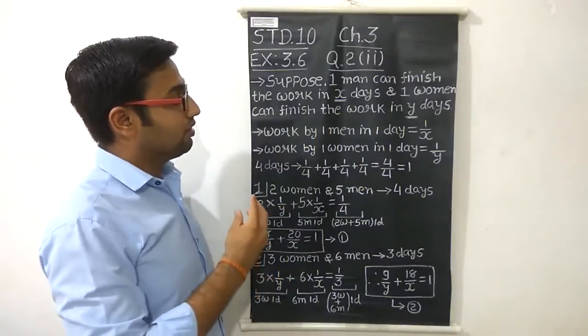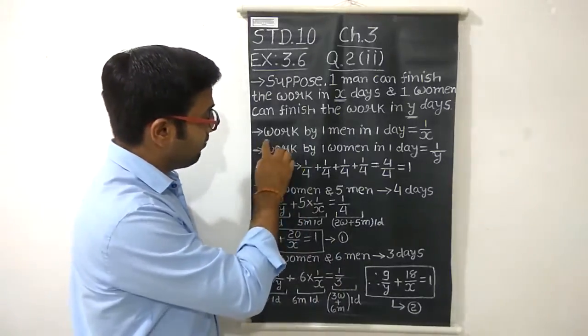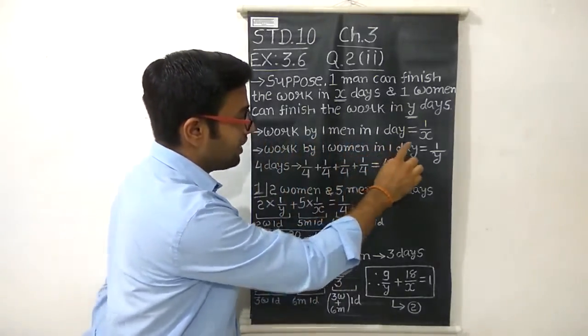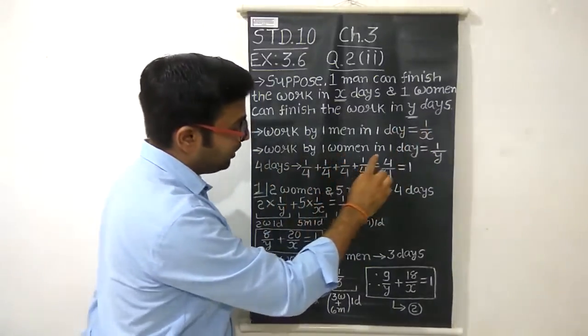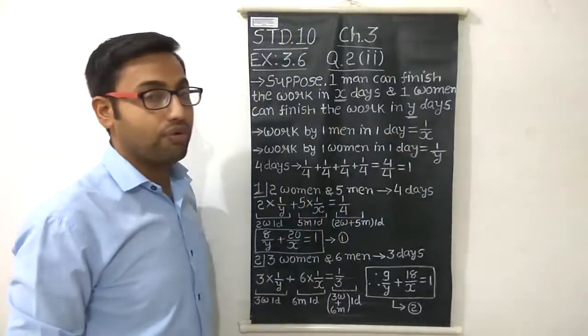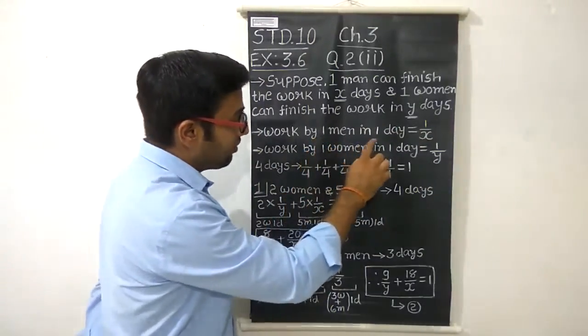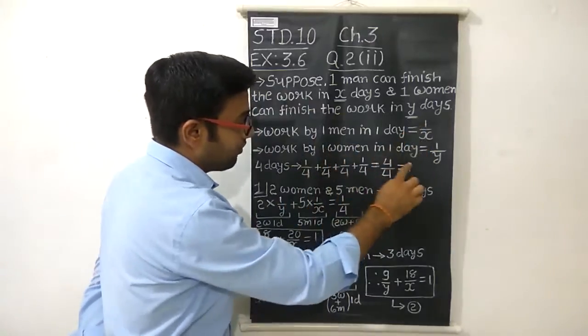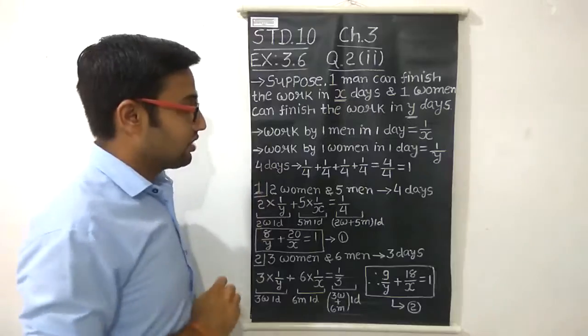If they can finish the work in x and y days respectively, what is their work of one day? Work done by one man in 1 day is equal to 1 upon x, and work done by one woman in 1 day is equal to 1 upon y. You may have a question: why is the 1 day work 1 upon x and here 1 day work is 1 upon y? So understand this situation.